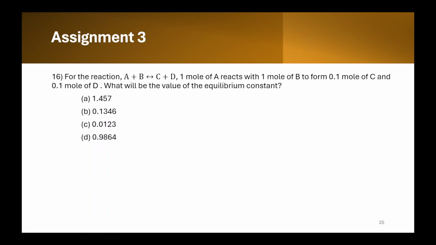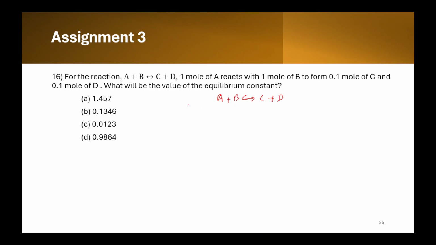Next question. For the reaction A plus B reversible reaction giving C plus D, 1 mole of A reacts with 1 mole of B to form 0.1 mole of C and 0.1 mole of D. What will be the value of the equilibrium constant? So we write the equation here, A plus B giving C plus D.